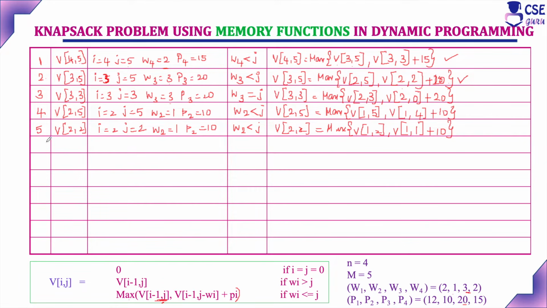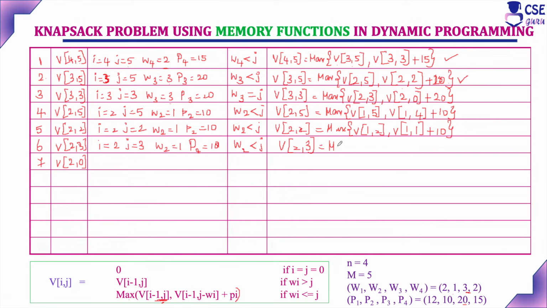Next, from the third step, what is the next set we need to find? It is V of 2, comma 3 and V of 2, comma 0. So sixth step, here I value is 2 and J value is 3. The weight of the second object is 1 and the profit of the second object is 10. So here, 1 is less than 3, so W2 is less than J. Okay, so we need to compute V of 2, comma 3.